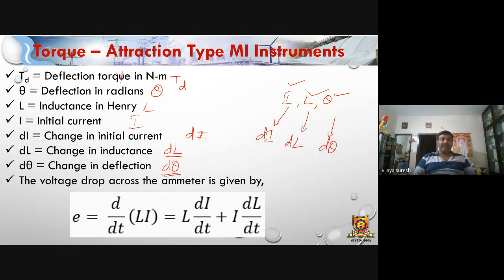So we can have one expression, E equal to d by dt of L into I. Here E is the amount of voltage. Using the UV principle, d by dt of UV is U dV plus V dU. So d by dt of Li equals L into dI by dt plus I into dL by dt. We can have this expression from the UV rule.